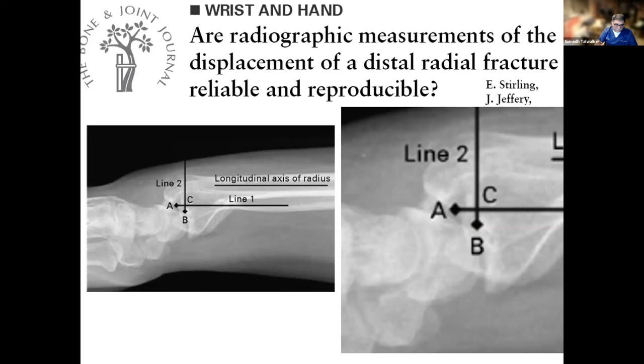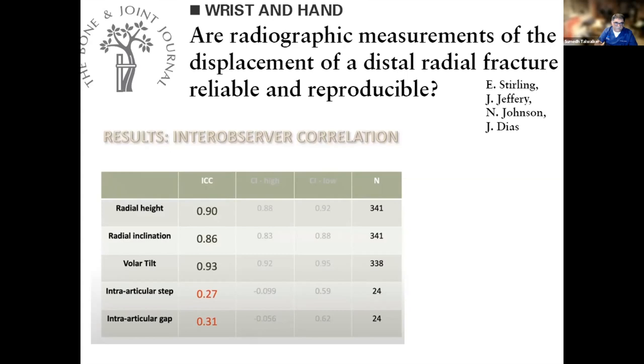So Joe Dias, as he has done with a lot of things around the wrist, has written this paper where he looked at the reproducibility, the inter-observer error between these indices, and you find that there's a very clear winner with the volar tilt, with the intra-articular step and gap lagging far behind. So in terms of our ability to describe this particular injury, probably the volar tilt is something that we should look at.